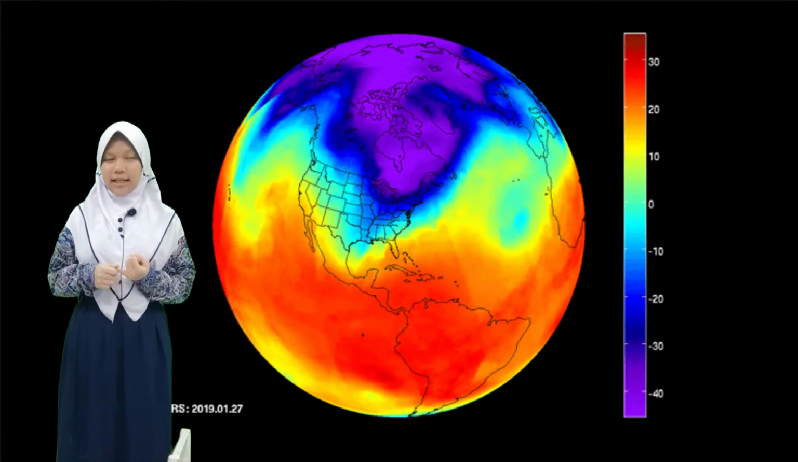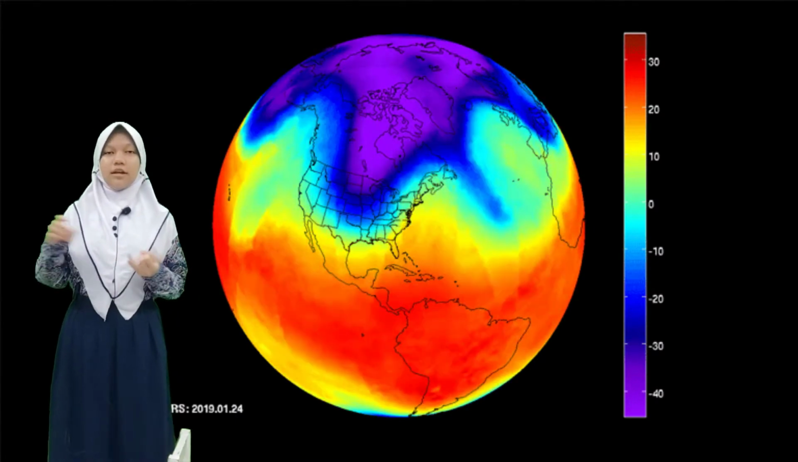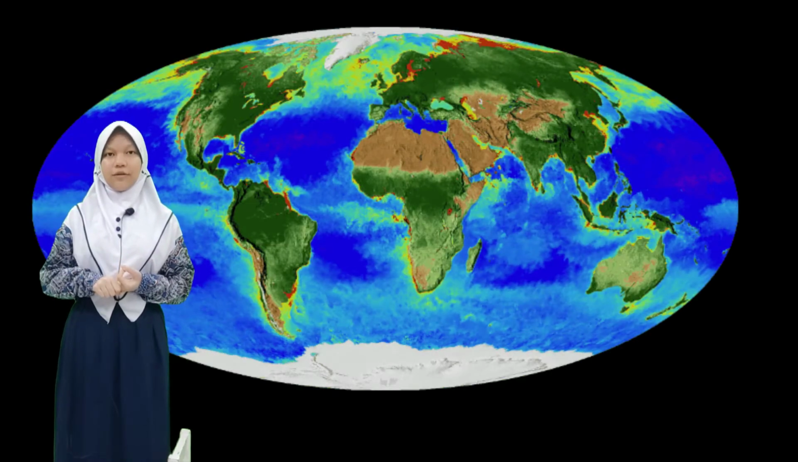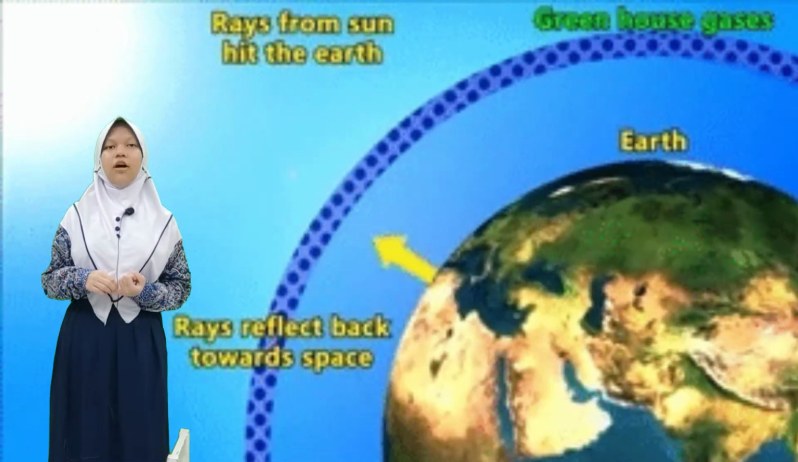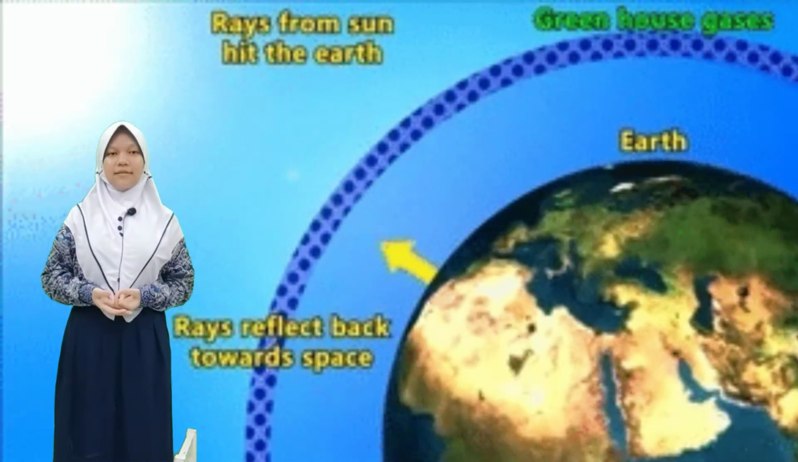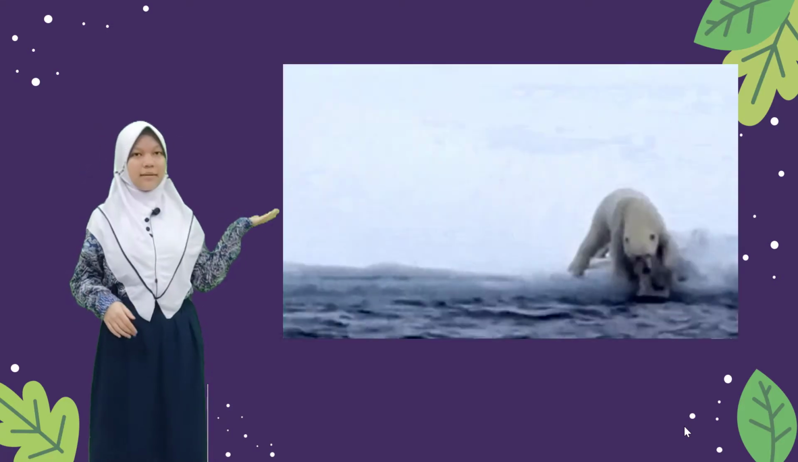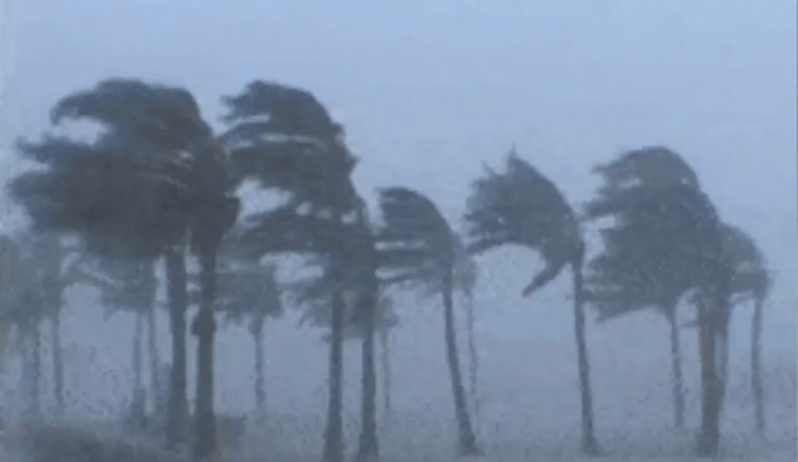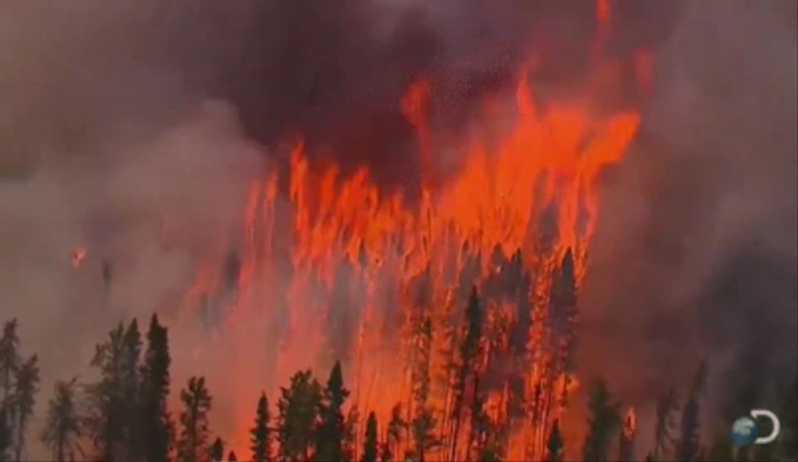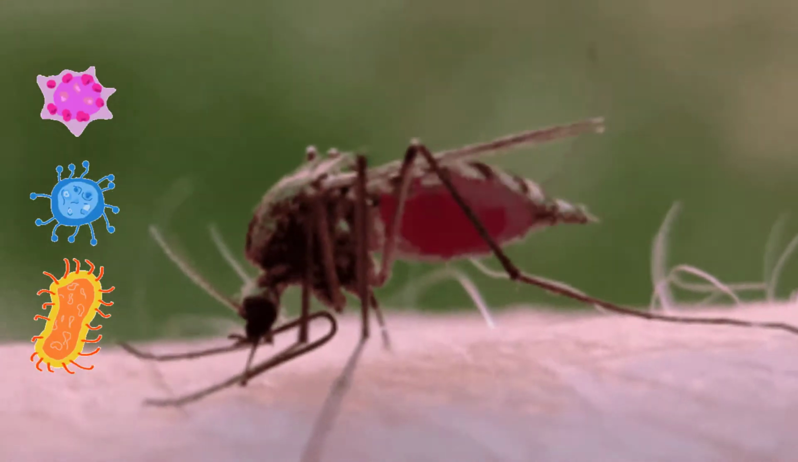Climate change is a significant change in climate, air temperature, and rainfall. This is caused by the increased temperature of the Earth as a result of the increased concentration of greenhouse gases in the Earth's atmosphere. This can lead to melting polar ice caps, floods, forest fires, drought, disease, and change in nature.